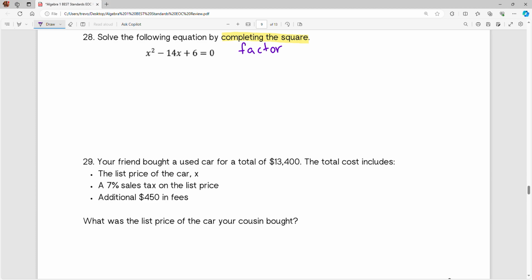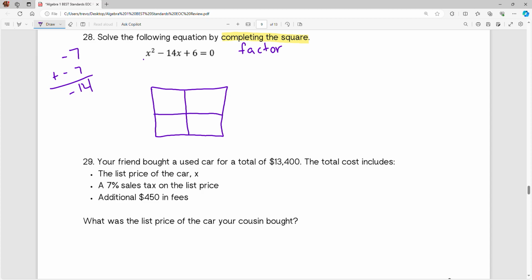And how do we make this a -14? We could have like -7 plus -7 equal -14, right? So if we had that, even though we're completing the square, I'm still going to come to my area model here. And I can get this front really quick to be a match.